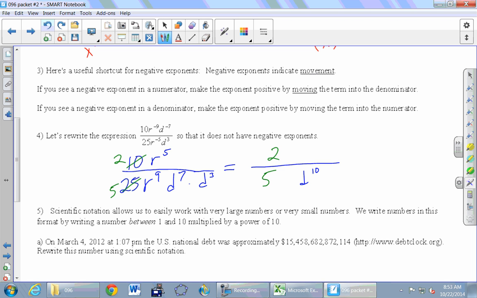And so my suggestion here is to not just naively always subtract the top number minus the bottom number, but subtract the bigger one minus the smaller one. That way you'll get a positive exponent and you won't have anything more to do. The only twist is you've got to make sure you put that thing in the right spot. Where do you put it? You put it where there's more. In this case, there are more R's downstairs. So downstairs we get R to the 4th, and that's our final answer. 2 over 5 R to the 4th D to the 10th.